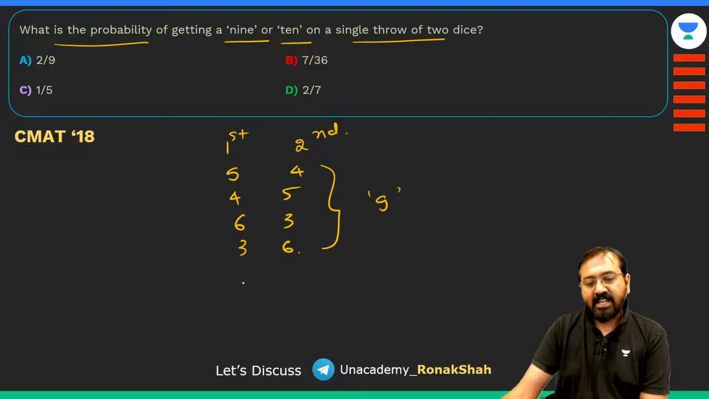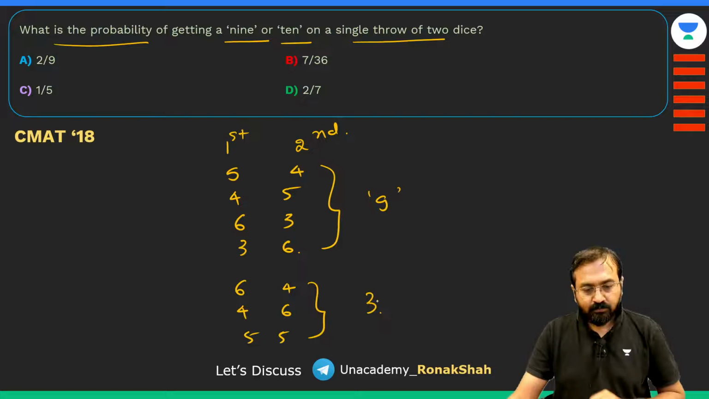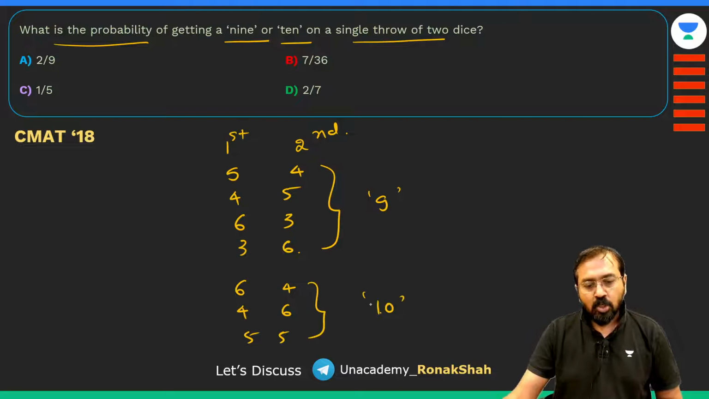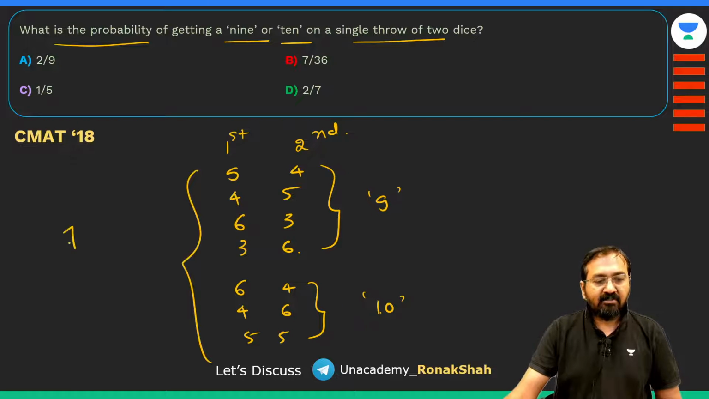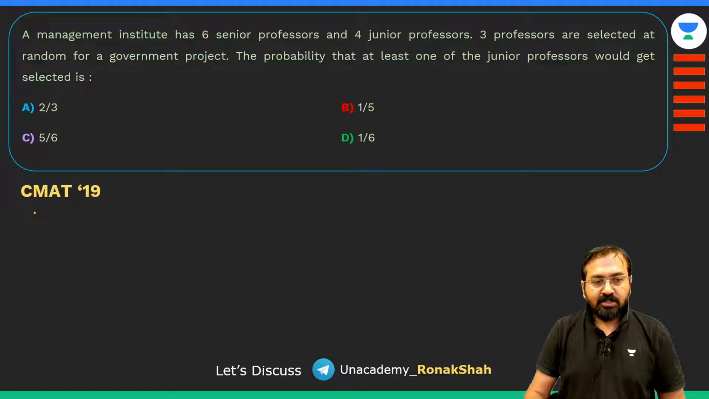Now how can I get 10? So 6 4, 4 6 or 5 5. So there are 3 more outcomes, where we are getting 10. So total favorable outcomes are 7 out of 36. So that's my answer, 7 by 36. Easy question. Look at this question.